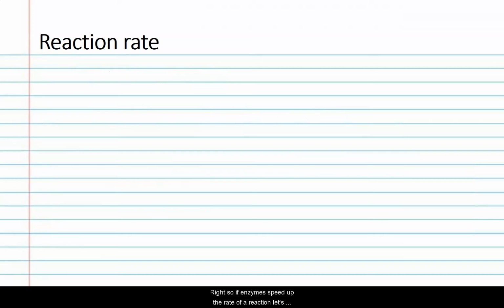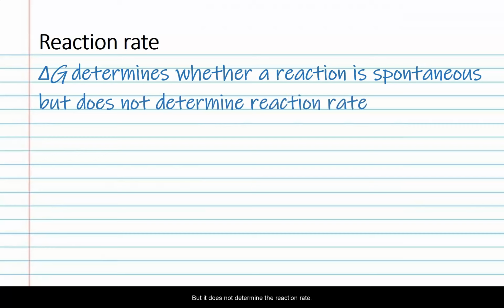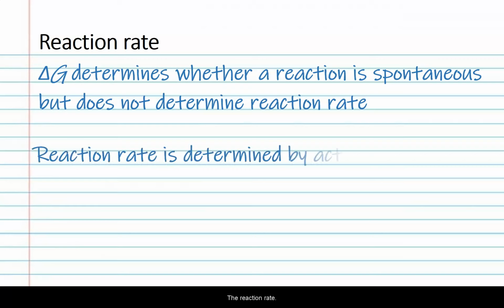All right, so if enzymes speed up the rate of a reaction, let's discuss what determines reaction rate. So what does not determine reaction rate is delta G. Delta G tells us whether or not a reaction is spontaneous or not, but it does not determine the reaction rate. Right? Remember, delta G is that change in free energy. The reaction rate, the speed of a reaction, is determined by something called activation energy. So now we need to define that for you.